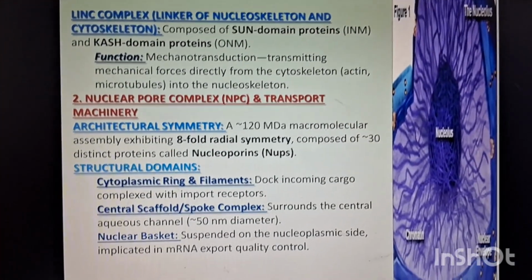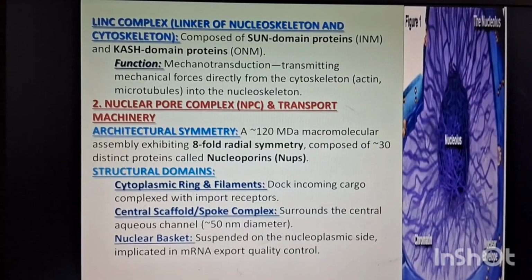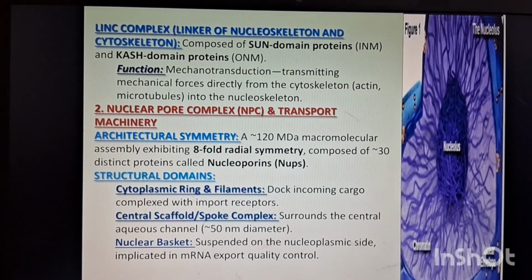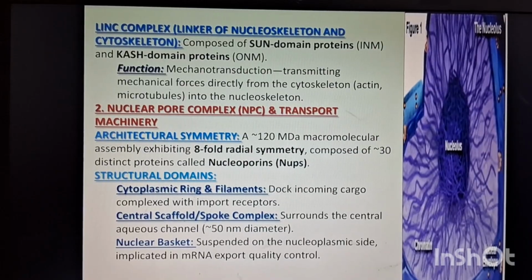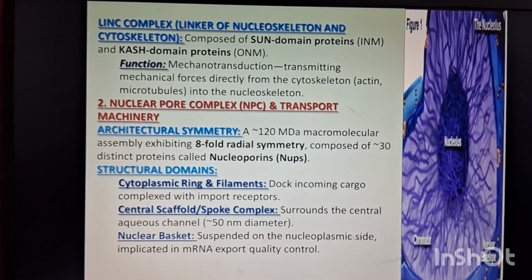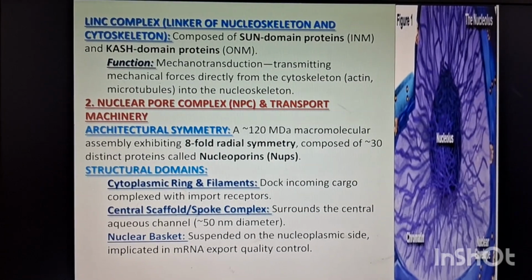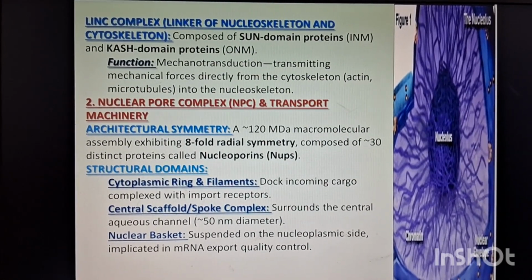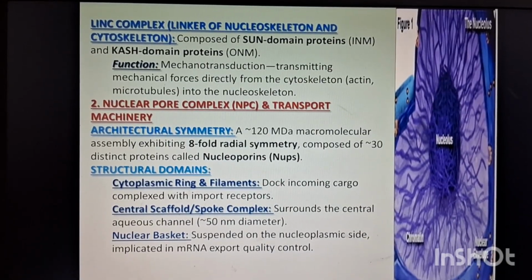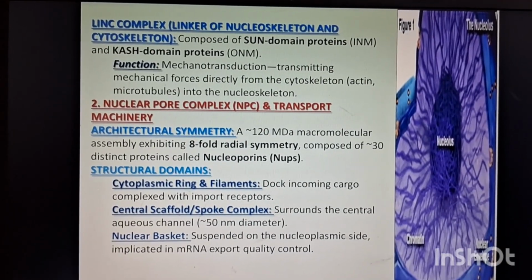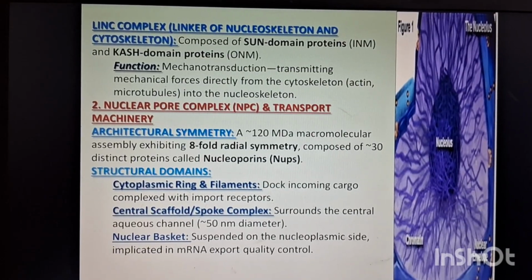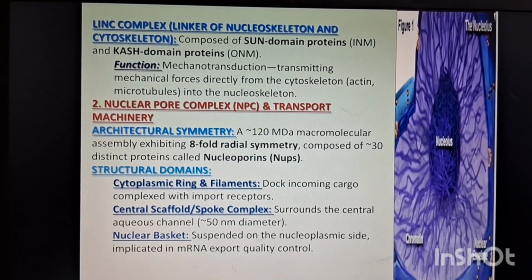Next, the nuclear pore complex, that is NPC, and transport machinery. Architectural symmetry: approximately 120 megadalton macromolecular assembly exhibiting 8-fold radial symmetry, composed of approximately 30 distinct proteins called nucleoporins, that is also called NUPs. Structural domains: the cytoplasmic ring and filaments dock incoming cargo complexes to their import receptors.